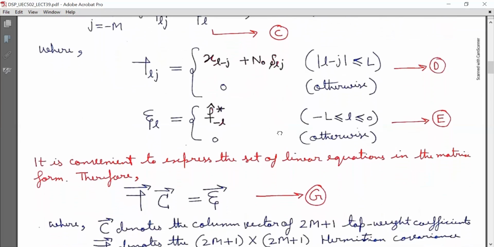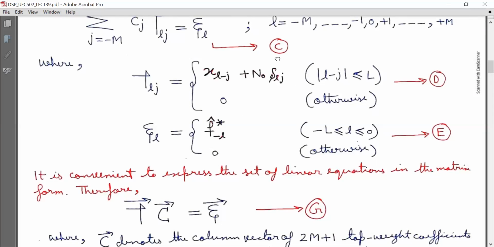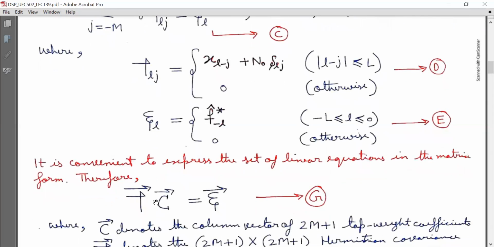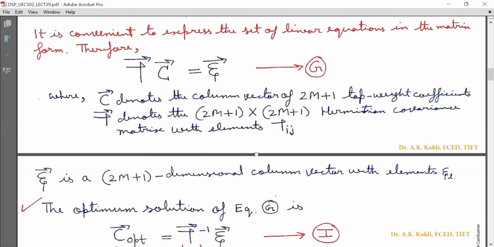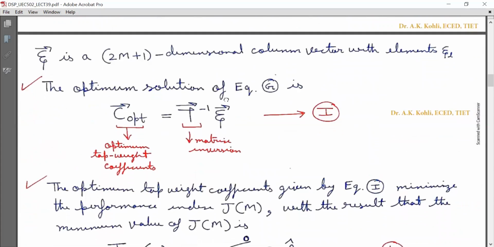It is convenient to express the set of linear equations defined by equation C in matrix form. Therefore, we will write equation C in matrix form as tau vector times C vector is equal to xi vector, where C vector denotes the column vector of 2M plus 1 tap weight coefficients, and tau vector denotes the 2M plus 1 cross 2M plus 1 Hermitian covariance matrix with elements tau ij. Here xi vector is a 2M plus 1 dimensional column vector with elements xi l.